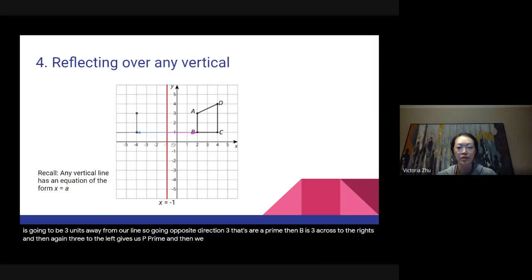And then if we follow our tracing of our shape, there is C prime and D prime. And I went ahead to trace the shape along with putting down the vertices. So there is A prime, B prime, C prime, and D prime.